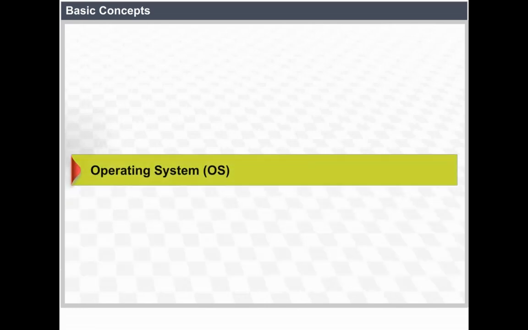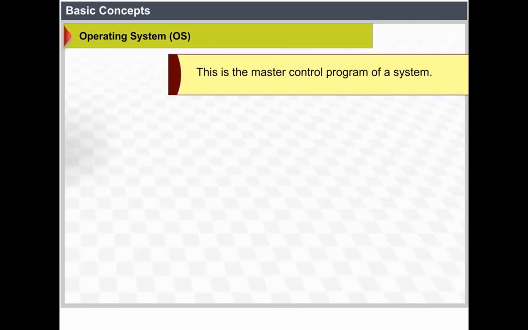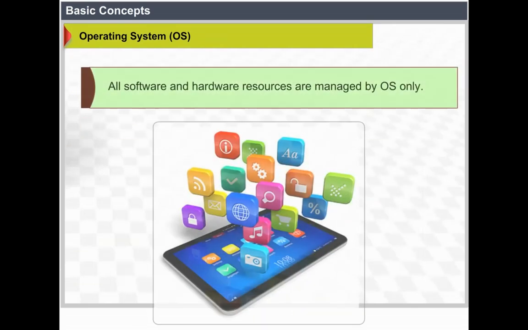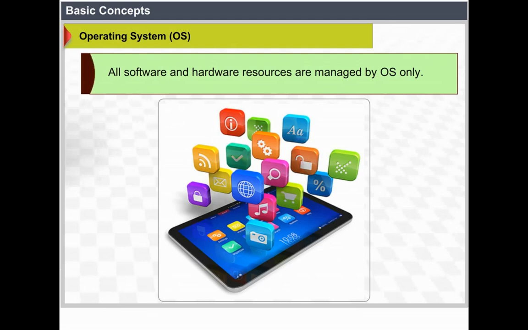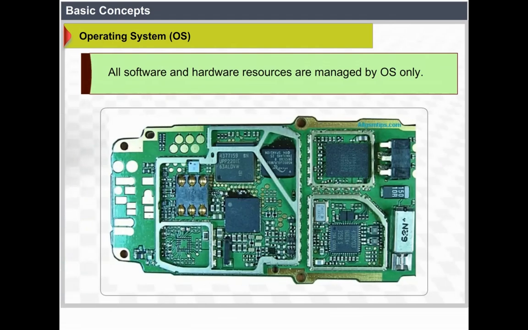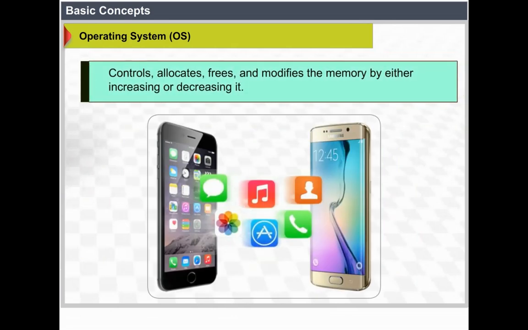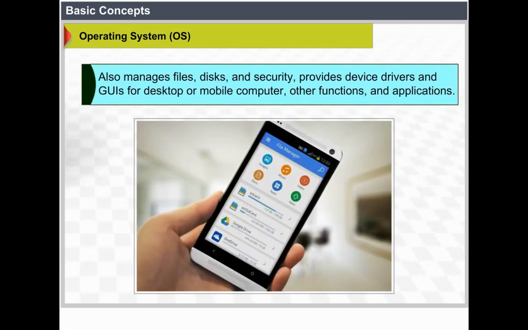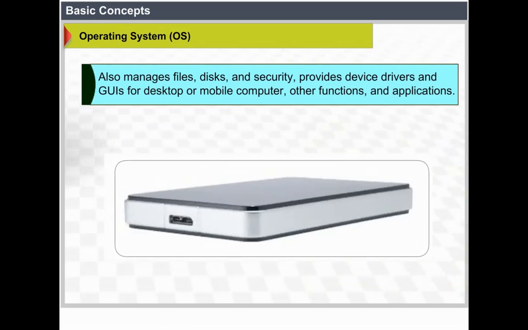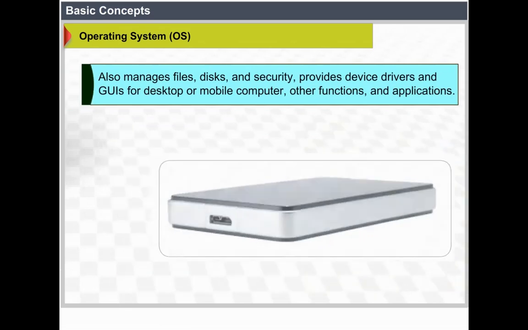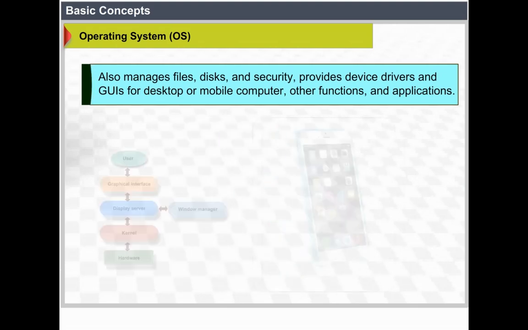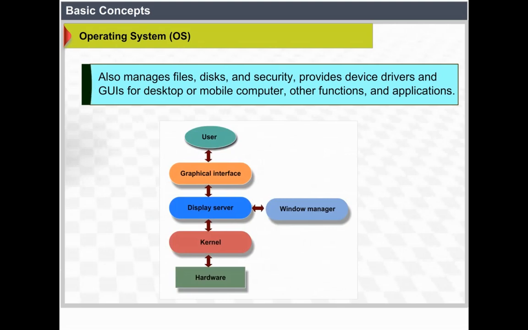Basic concepts. Operating system, OS. The master control program in a system. Manages all software and hardware resources. Controls, allocates, frees and modifies the memory by increasing or decreasing it. Also manages files, disk and security, provides device drivers and GUIs for desktop or mobile computer, other functions and applications.